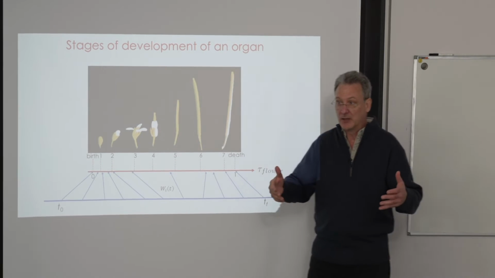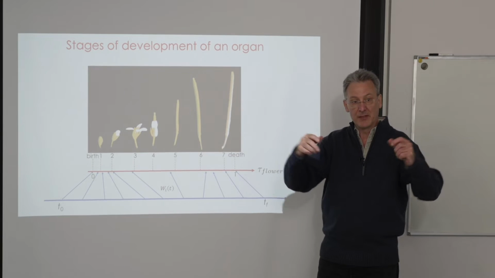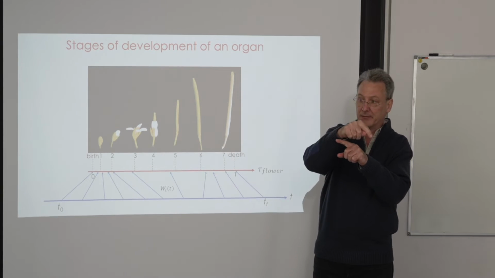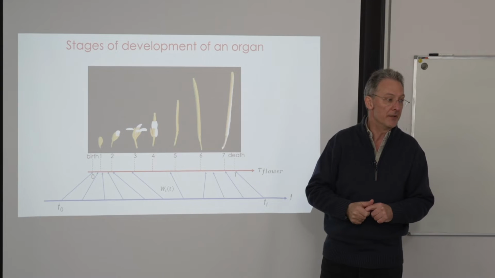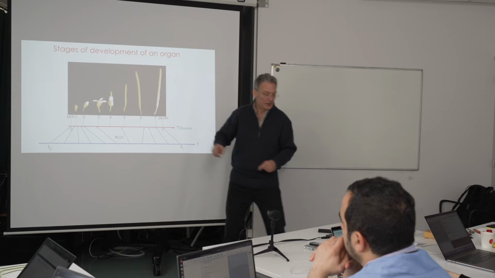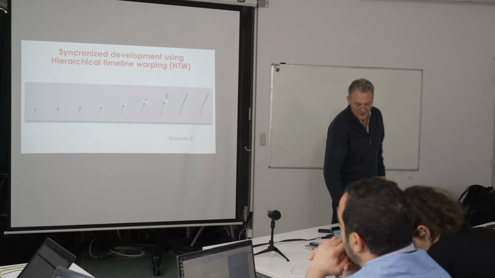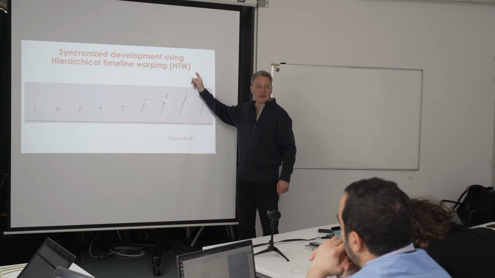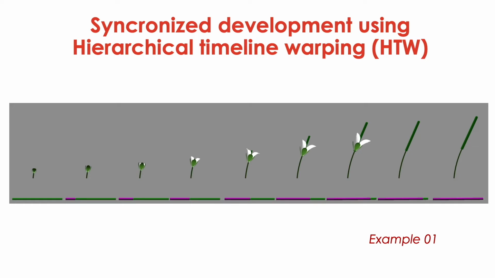And in this way, I will synchronize everything, the petal, the sepal, etc., on the flower, and the flower on the real time. Okay? So this is what I call hierarchical timeline warping. Because it's just a way to synchronize everybody in a hierarchy of mapping.